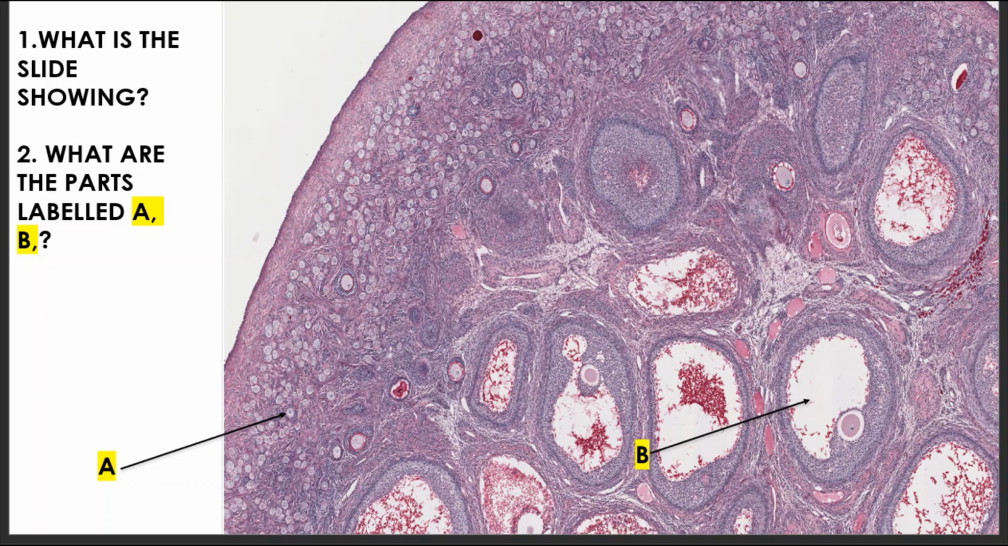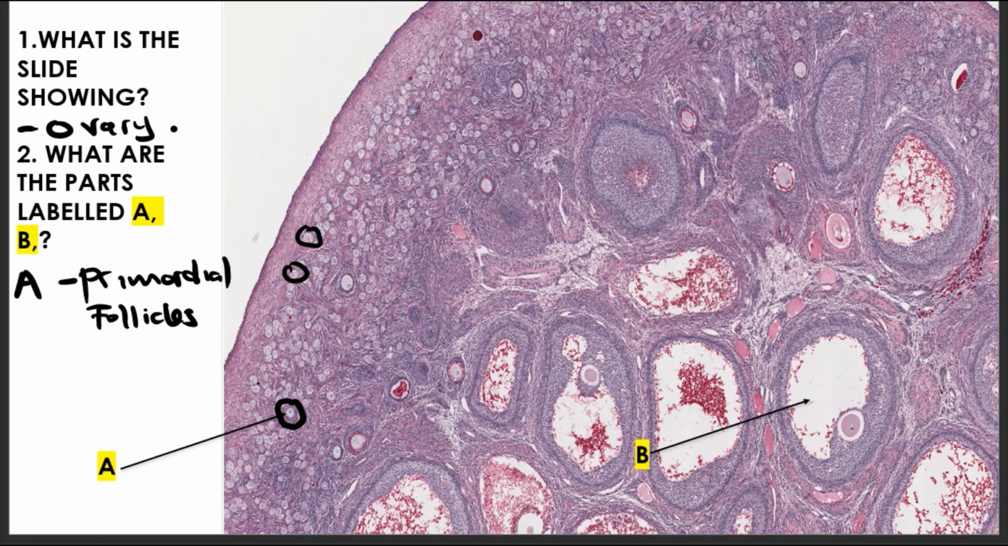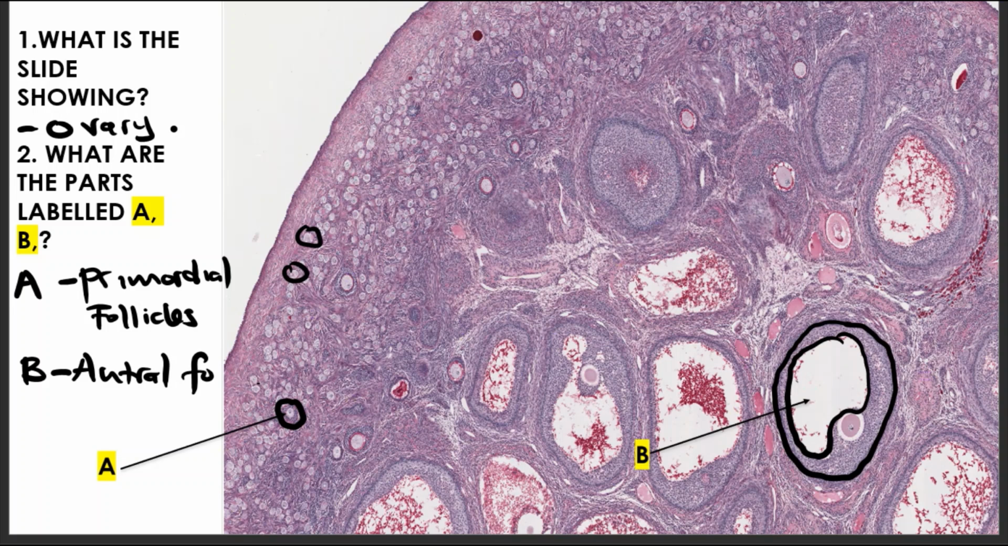What is this slide showing? This is the ovary. A, here, these that are showing here, those are primordial follicles. B is a big follicle here, as you can see, and it has the antrum. So this is the antral follicle. You can say secondary follicle as well. Antral follicle.